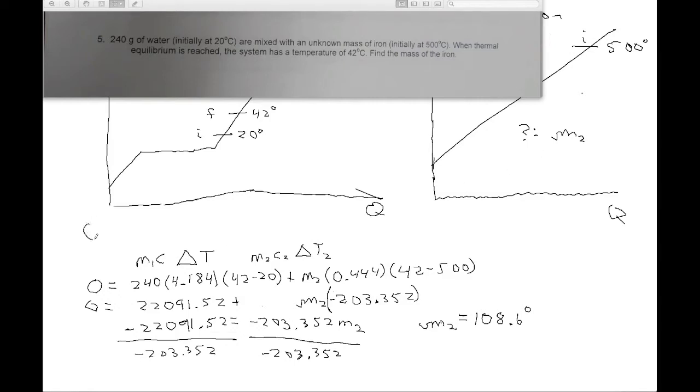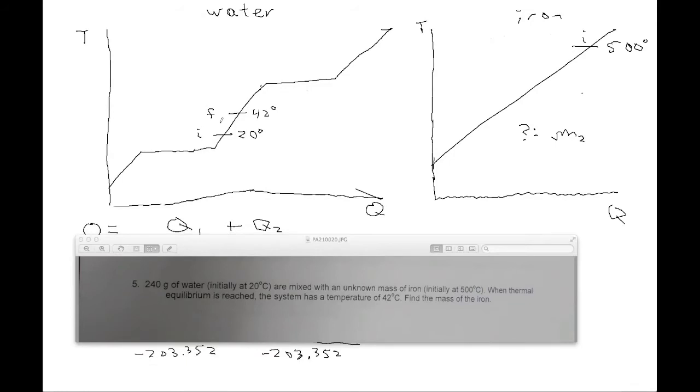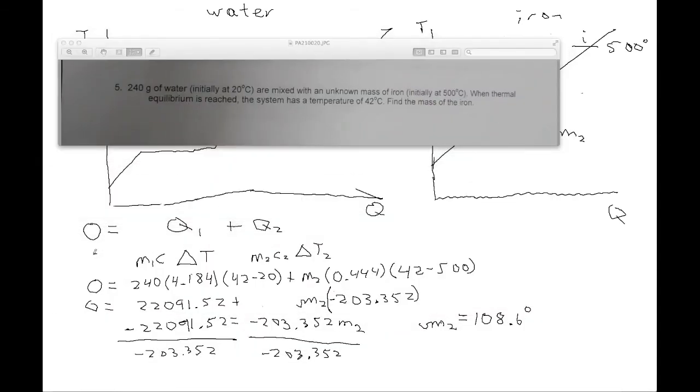So what's the first equation you wrote down? Zero equals the summation of the Q's. And in this case, there were two Q's, Q1 and Q2. We can build that into our picture here. Here's one phase step. What's the final temperature for the iron? Also 42. So this was step two. And then we did this.